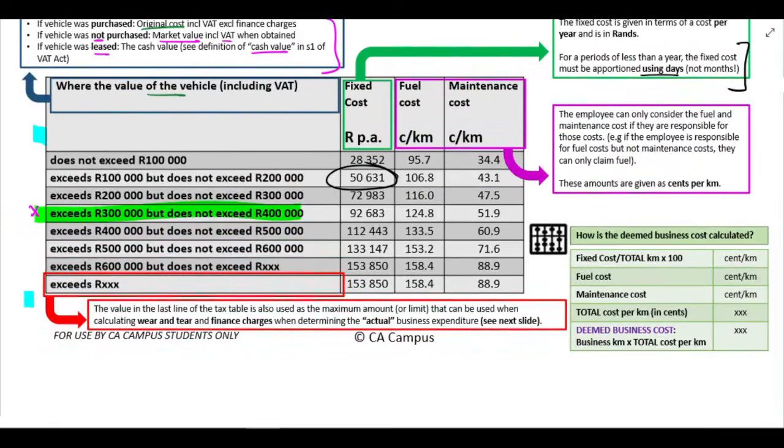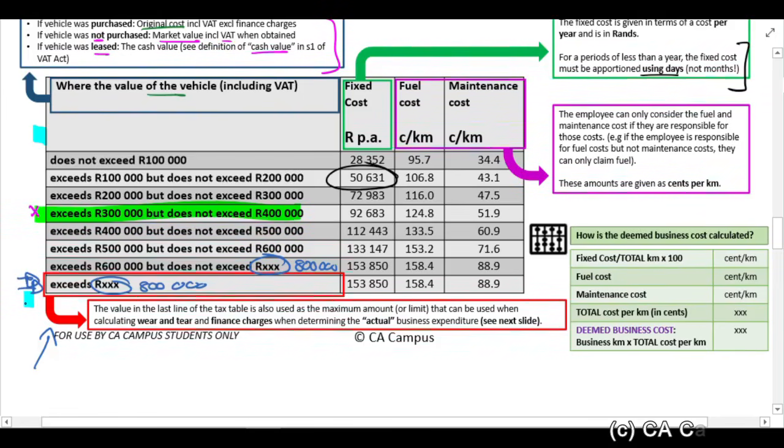Then I just want to make one comment here at the bottom, this that we've highlighted here in red. You'll see that there's a top value or a maximum value they always give you. These two amounts will be the same. So let's say this was 800,000. Then this will also be 800,000. So basically what they do is they only go up to a certain point. And then all vehicles fall in this top bracket. That is the maximum amount that they will consider for the travel allowance.